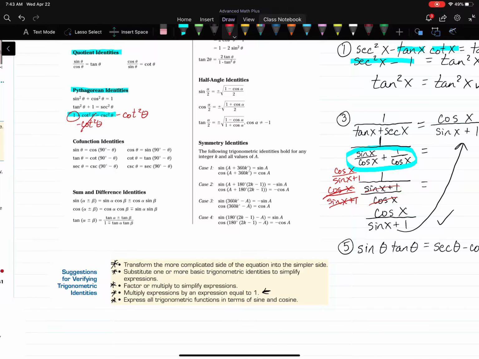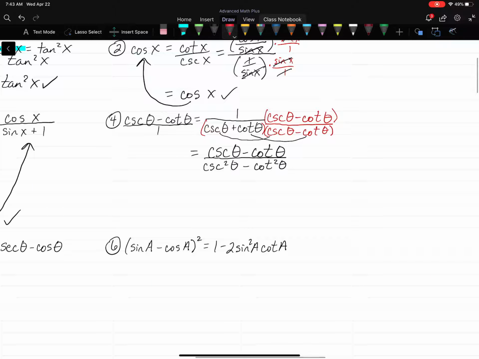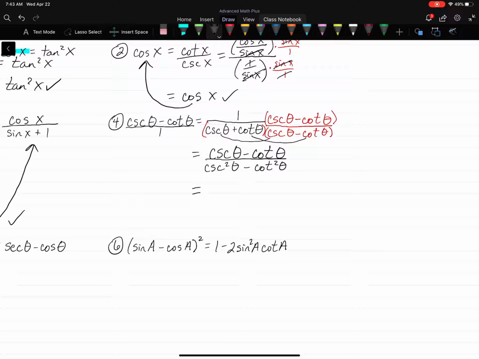It equals 1. So back over here at our problem, down here, this cosecant squared minus cotangent squared is just 1. And then what's on top? Cosecant theta minus cotangent theta. And so my final answer is cosecant theta minus cotangent theta, which is what I wanted to get, okay? Again, you know you're finished when you have exactly the same thing on both sides.